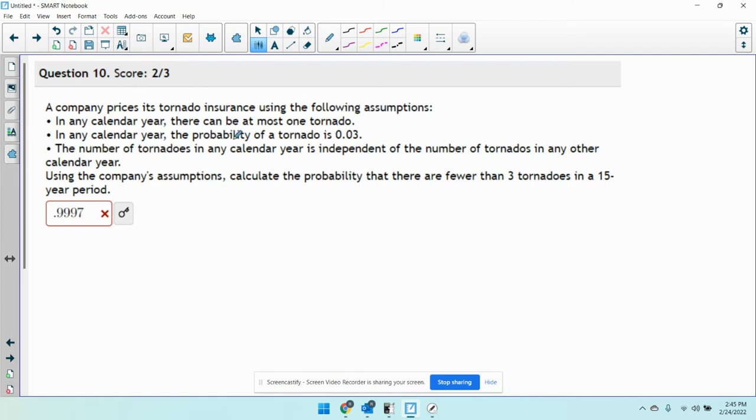The number of tornadoes in any calendar year is independent. So this all is just saying, okay, the number of tornadoes X is going to follow the binomial distribution with 15-year period, and our success is 0.03. So calculate the probability that there are fewer than 3 tornadoes in a 15-year period. Fewer than 3 means find the probability that X is less than or equal to 2. Because it's not saying less than or equal to 3, it's saying strictly fewer than 3. So 3 is not an option. So it's got to be the probability that X is less than or equal to 2.